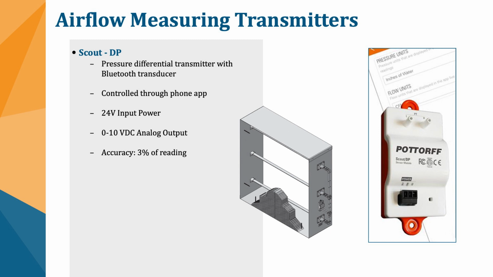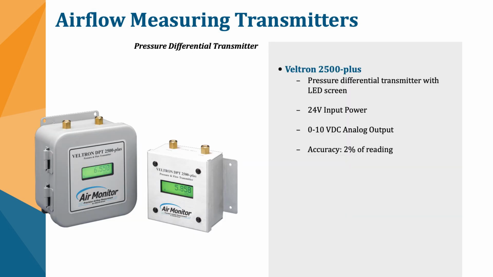Again, that'll have a 2 to 10 VDC analog output, so you're not going to have connectivity to, say, more advanced systems like BACnet, and it'll have a 3% accuracy of reading, which is pretty standard. This is AMCA certified, so the Scout DP with the AMPD unit will actually be an AMCA certified airflow measurement station.